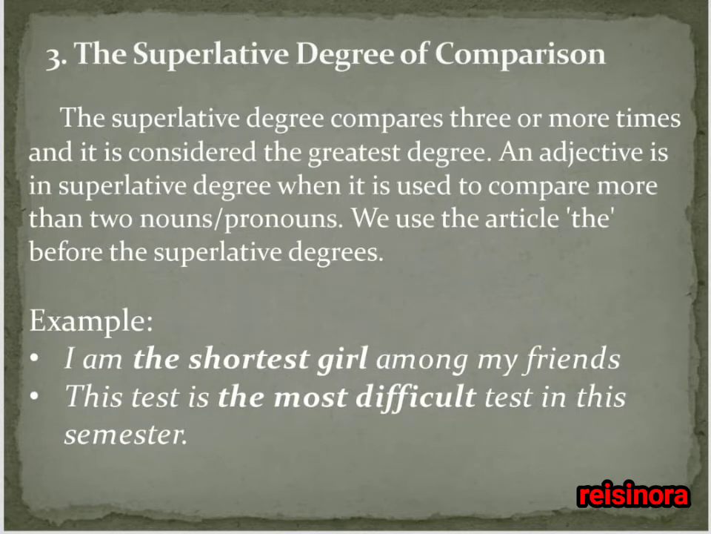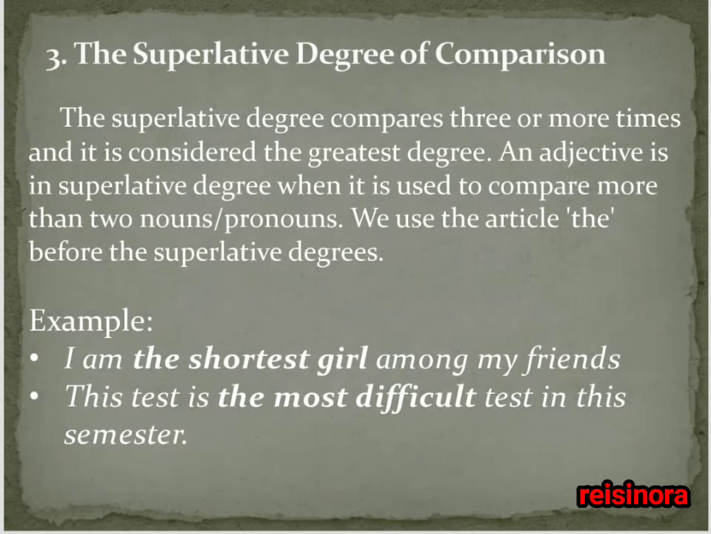Kalau superlative degree ini membandingkan lebih dari dua hal, yang menjadi pertimbangannya itu menjadi yang paling baik di antara yang lain. Dan kata sifatnya itu dalam superlatif ini biasanya menggunakan artikel the sebelum kata sifatnya. So we can see the example here. I am the shortest girl among my friends. Di sini kan karena saya adalah yang paling pendek, perempuan yang paling pendek di antara teman-teman saya. Sebelum kata sifatnya itu kita menggunakan the.